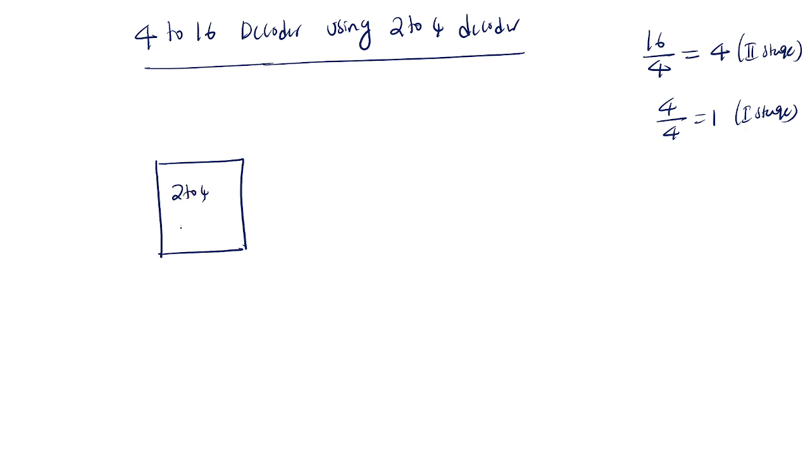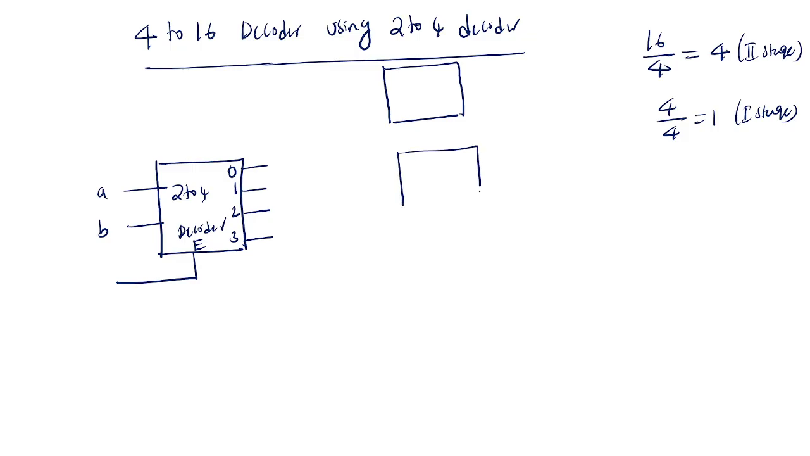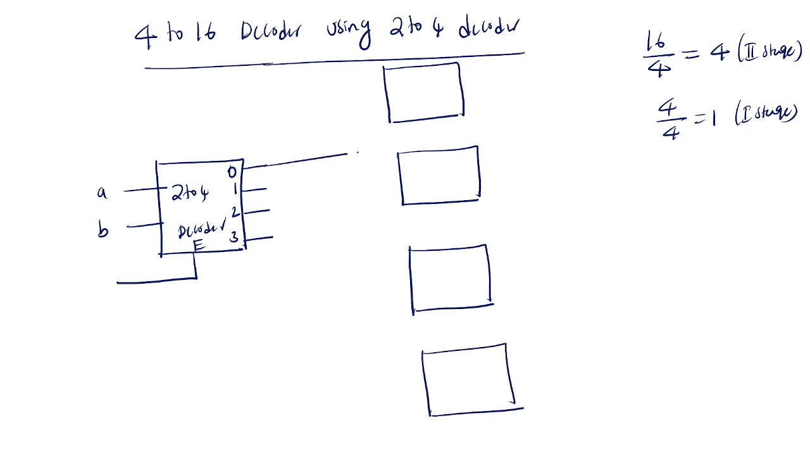A 2 to 4 decoder. Two inputs are there. Let us take the inputs as A and B, and one more enable pin is there. Outputs 0, 1, 2, 3. So in the second stage, you have four decoders. These are given to the enable pin of each decoder.